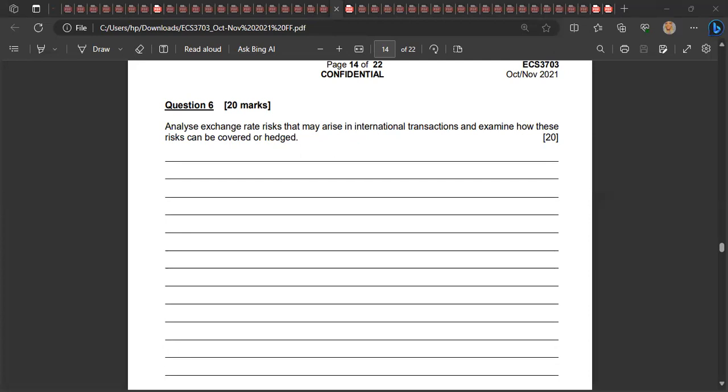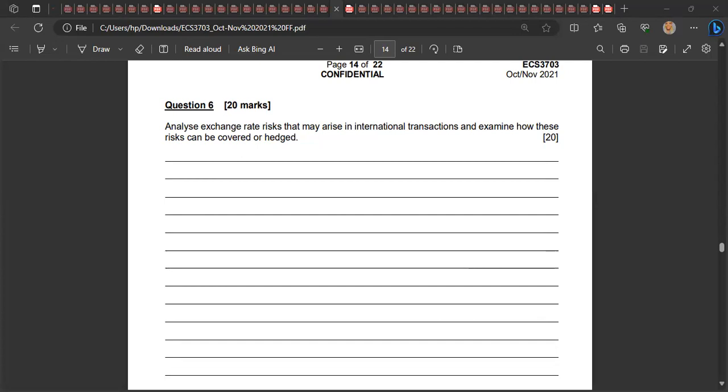So if it appreciates, fine, it's a foregone opportunity now. You could have gotten more, but it's unfortunate that you would have locked that in a forward contract. Then the other one was currency options.